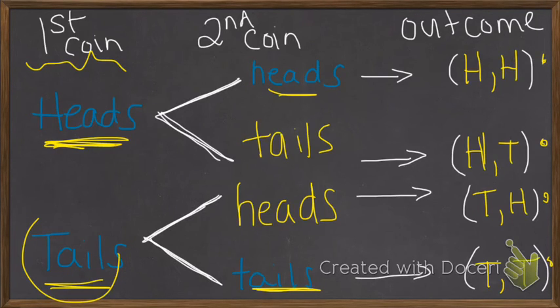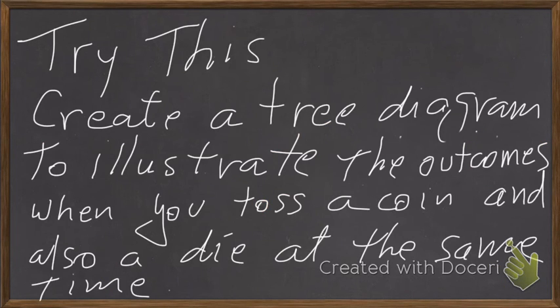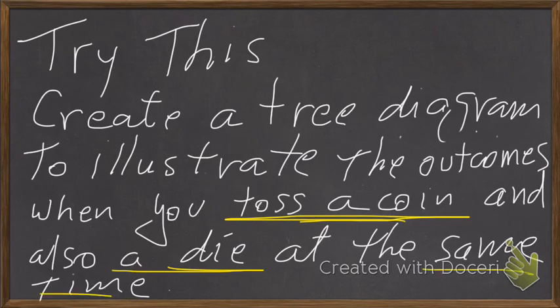That's great. Okay, so I think we should give these guys a little bit of homework. What do you think? Well, a little bit. Okay, so don't stress yourself out too much. Try this: create a tree diagram to illustrate the outcomes when you toss a coin and also a die at the same time.